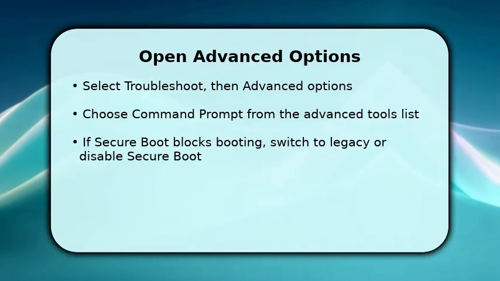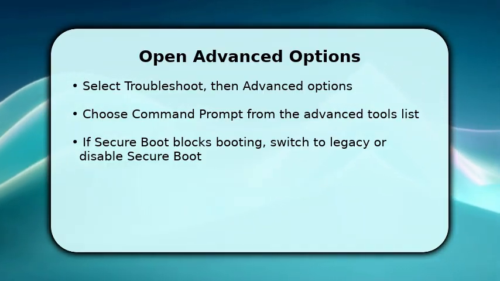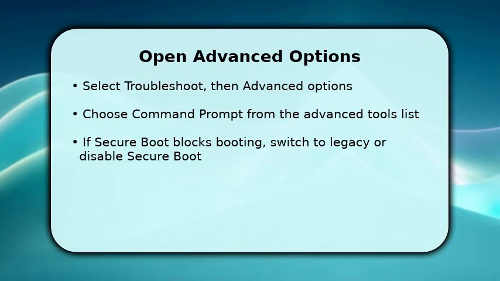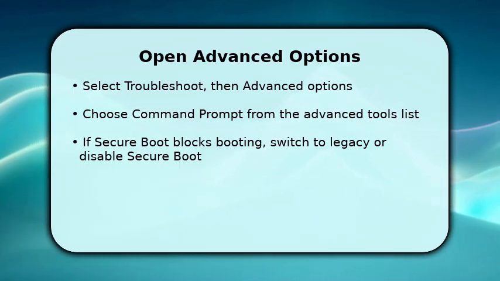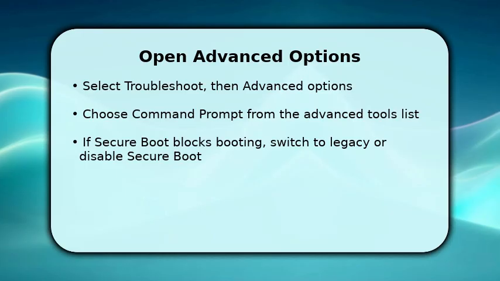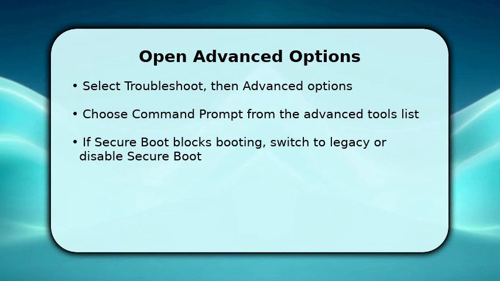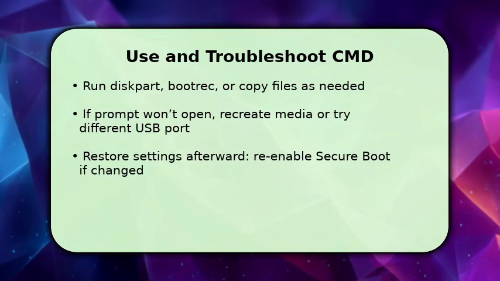You may be asked to choose an account and enter its password to unlock elevated access. If the option isn't visible, check firmware settings. Some machines require disabling Secure Boot or enabling Legacy Boot to allow recovery tools to run. Now you have Command Prompt.